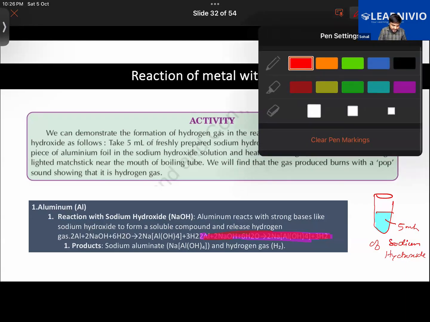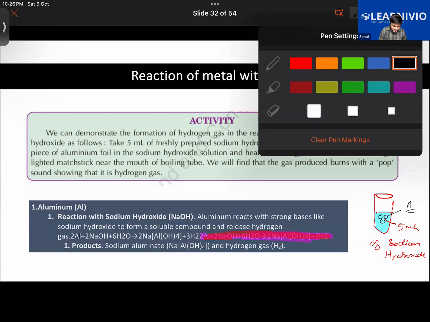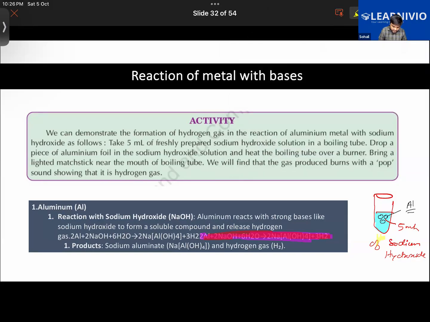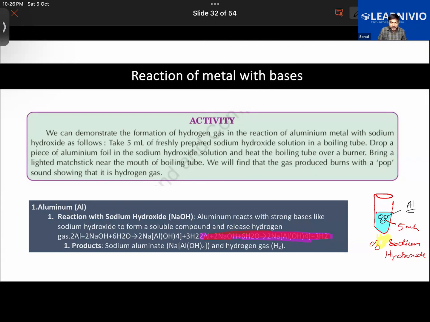Now in this you have dropped some aluminum pieces. Now you're going to heat this over a burner. Take a burner and start to heat this. When the reaction takes place between the aluminum and the sodium hydroxide, if you bring a lighted matchstick near to this, you will hear a pop sound.